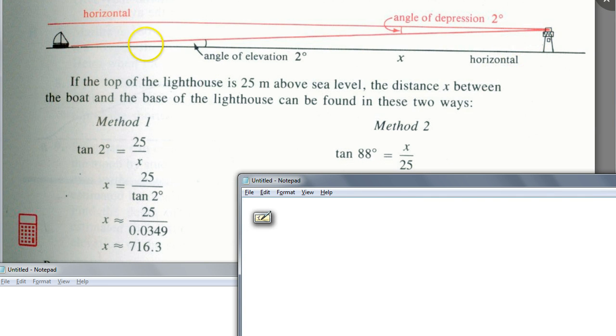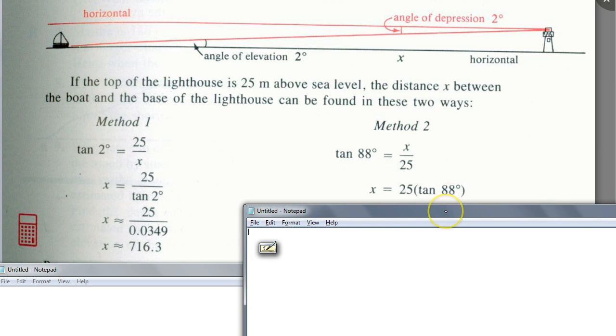Because look, if this is 2 degrees and this is 90 degrees, this has got to be 88, right? So if this is 88, you have to tilt your head a little bit this way. So the opposite side of this 88 degrees is x, and we know the adjacent is 25. Therefore, you get x over 25 is tangent of 88.